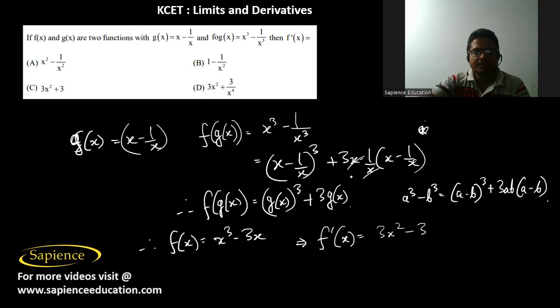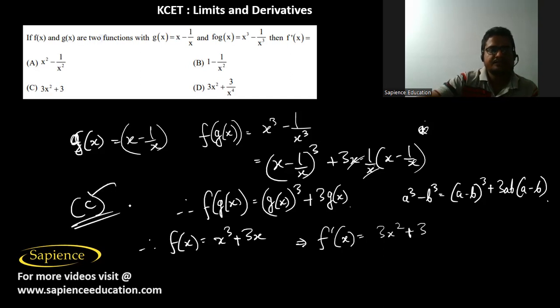Okay, sorry, this will be plus. So plus 3g of x. So this will be x cube plus 3x. So f dash x will be 3x square plus 3. So option C is the correct answer.